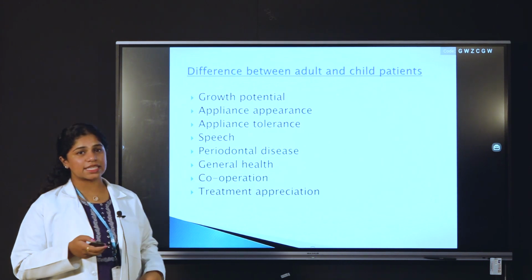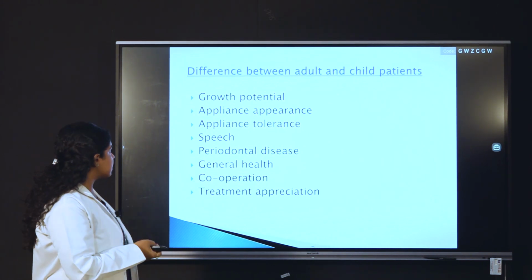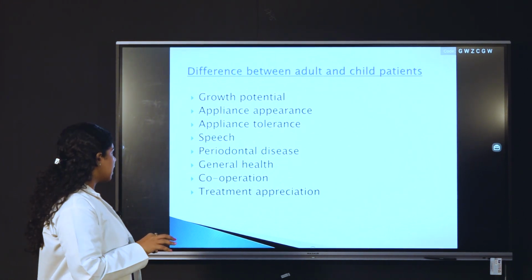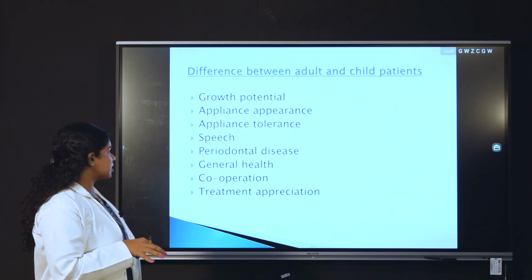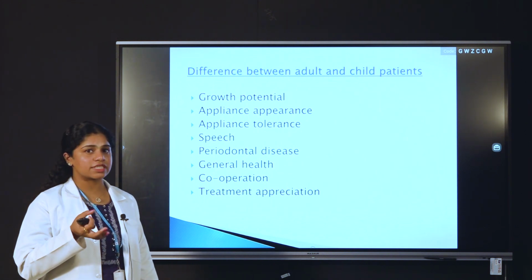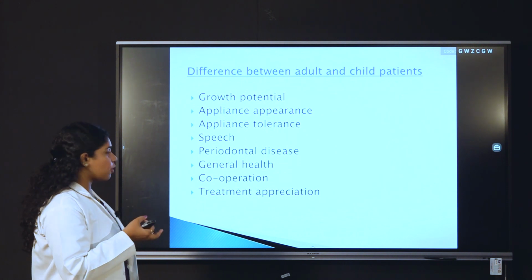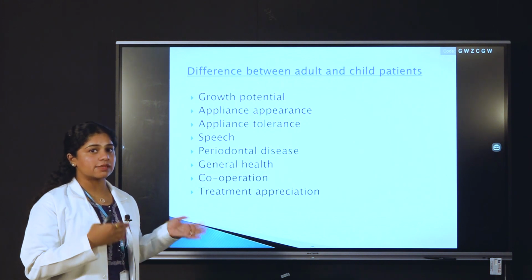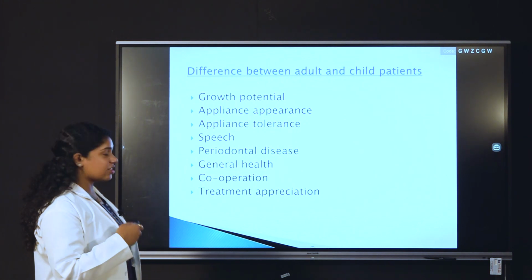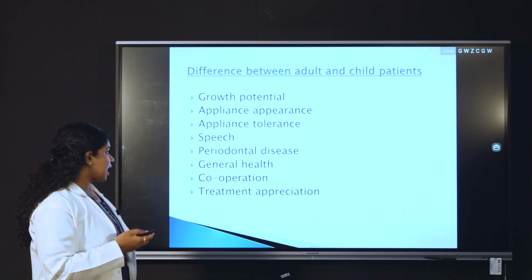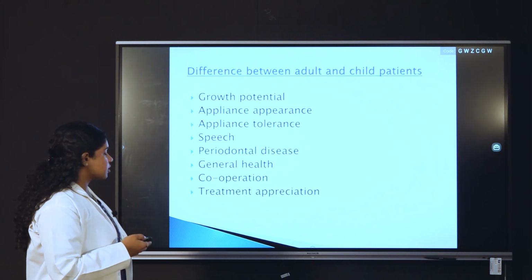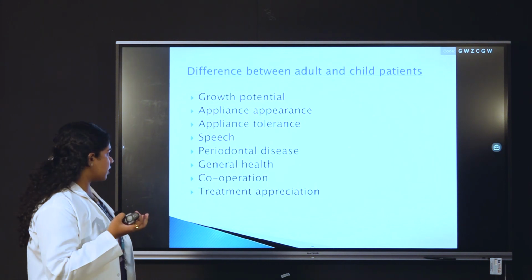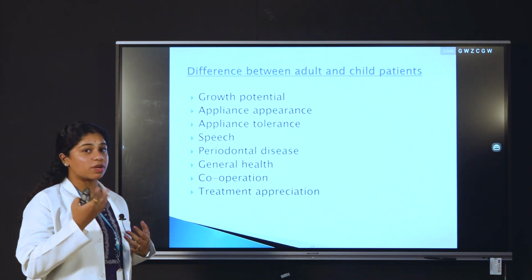The periodontal disease is one of the primary concerns in an adult patient. In a child, it may or may not exist. Periodontal disease is very minor, but in an adult patient, the chances of periodontal disease are high. So it is very important to consider a multidisciplinary approach, to treat those periodontal diseases before we go for the treatment. General health, cooperation, and treatment appreciation. The cooperation is more in an adult patient because they are the ones who are more interested.